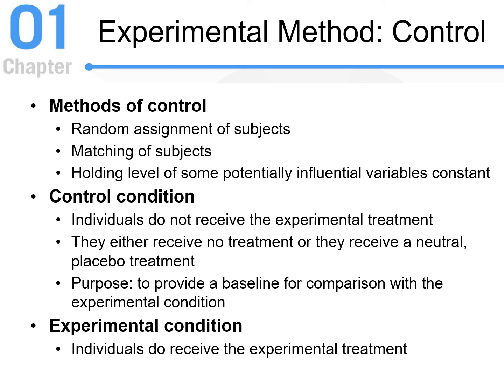The control condition does not receive the experimental treatment. They either receive a placebo or a neutral treatment, and they're used as a baseline. The experimental condition are the people that actually get the treatment. So the group that got the violent video game would be the experimental group or condition. The group that got the non-violent video game would be the control group or the control condition.